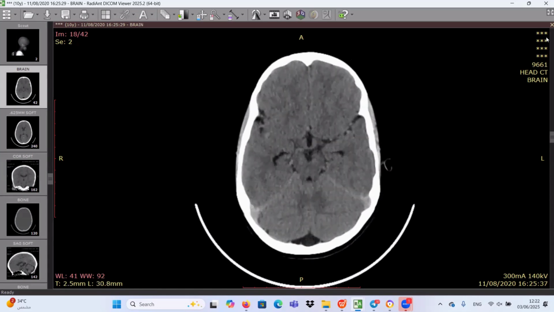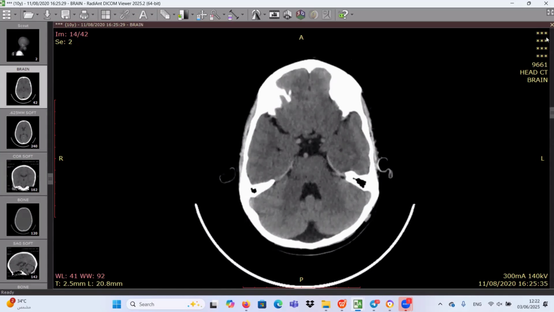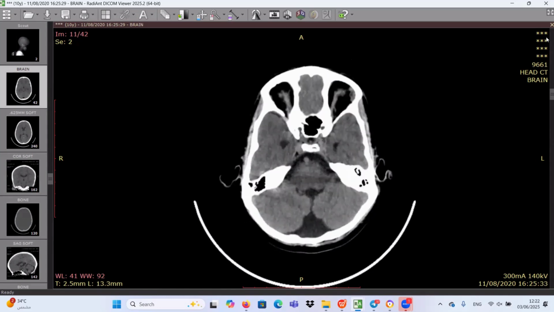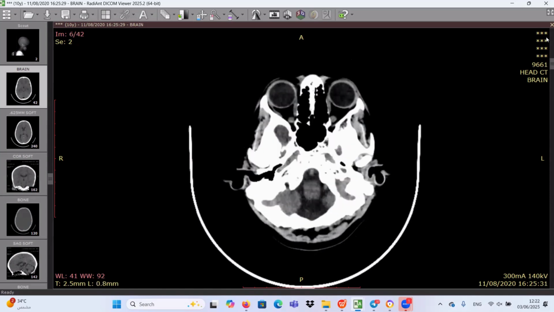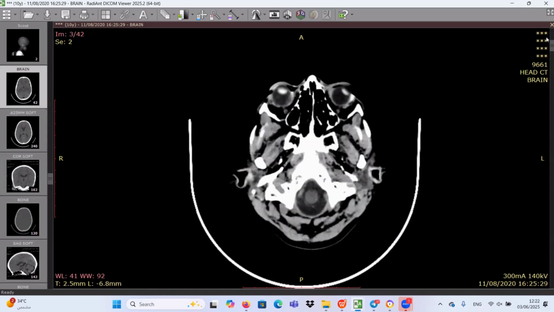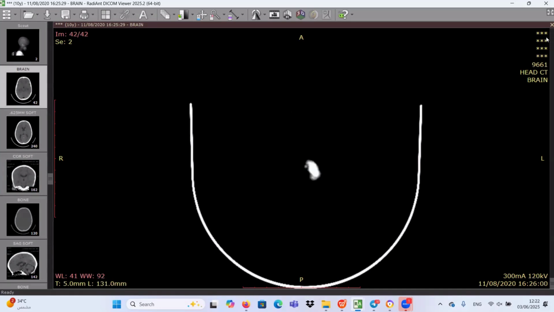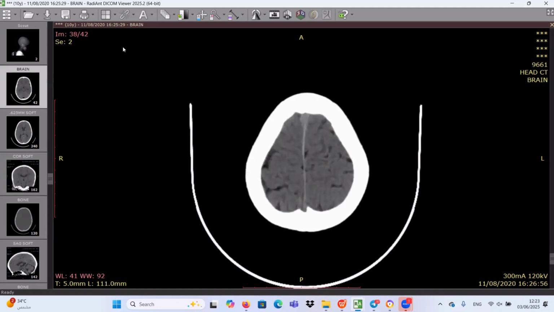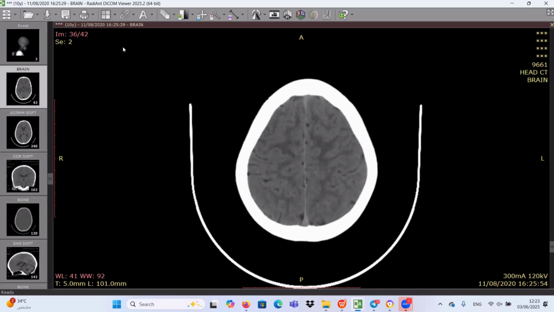Next, the rest of the ventricular system appears normal. The basal cisterns are normal, and the orbit globes are normal. In my routine practice, I would like to see the other sections, post-contrast images, and sagittal sections as well, to see any associated ventricular abnormality. Sir, can I go to the contrast enhanced CT? We don't have any contrast enhanced images for this case, but I would like to add that this patient is a pediatric patient.